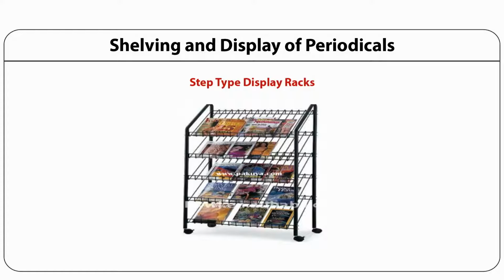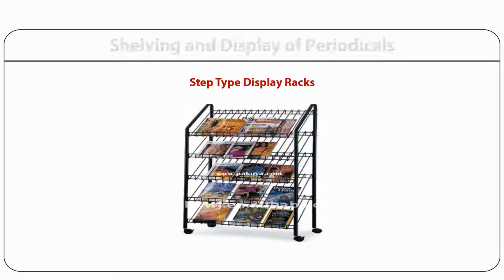In a step type display rack, periodicals are displayed stepwise. There are 4-5 steps in each rack, and on each step 4-5 periodicals can be displayed. In this type of display system, there is no provision to store back issues of periodicals.